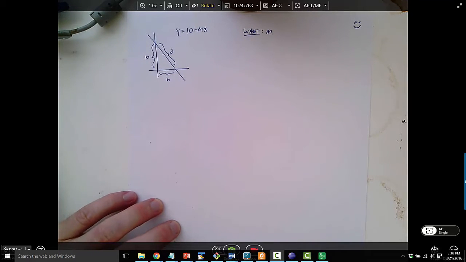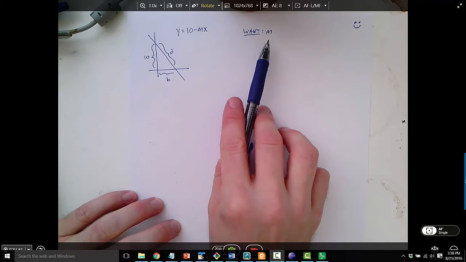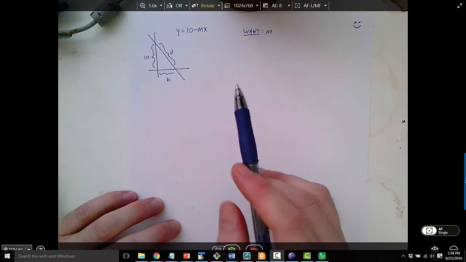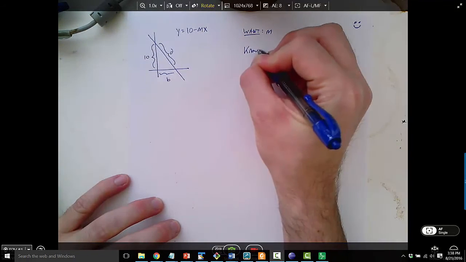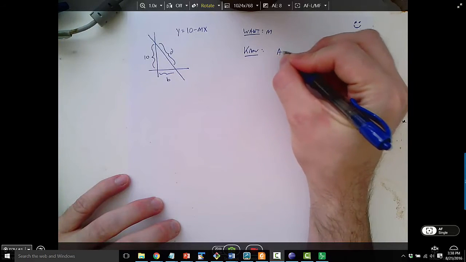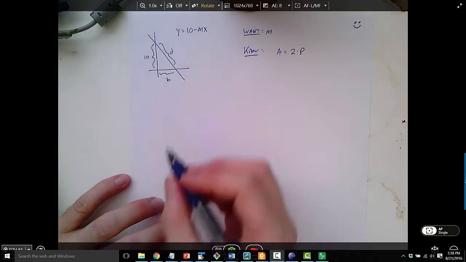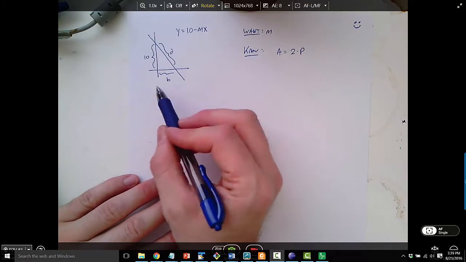So whenever possible, it's nice to set up equations that involve the quantity that you want to figure out, because then you won't have to substitute back in later. You'll just have that quantity and you can solve for it. So what else do I know at this point? I know that the area equals 2 times the perimeter. Okay. Another thing that you want to do is try and minimize the number of different variable names you're using.